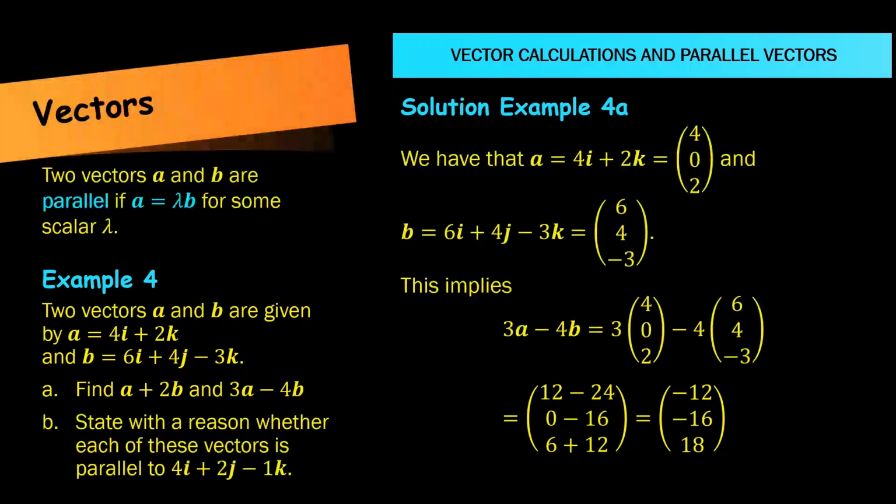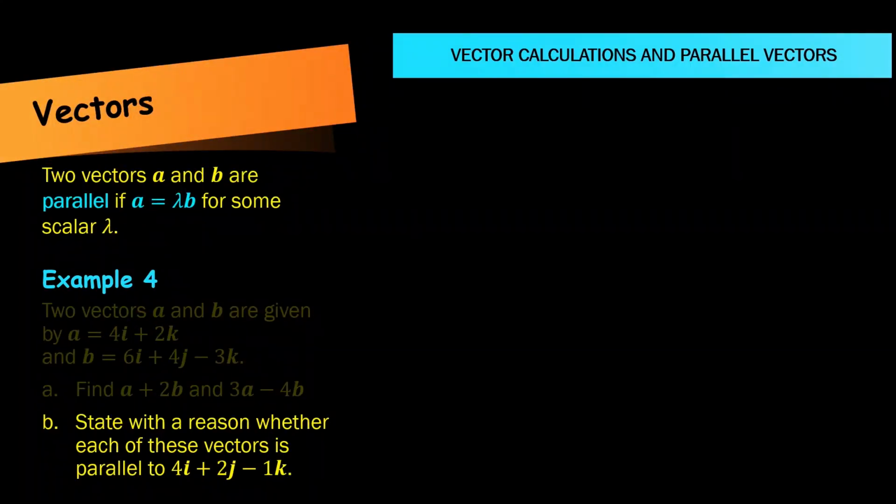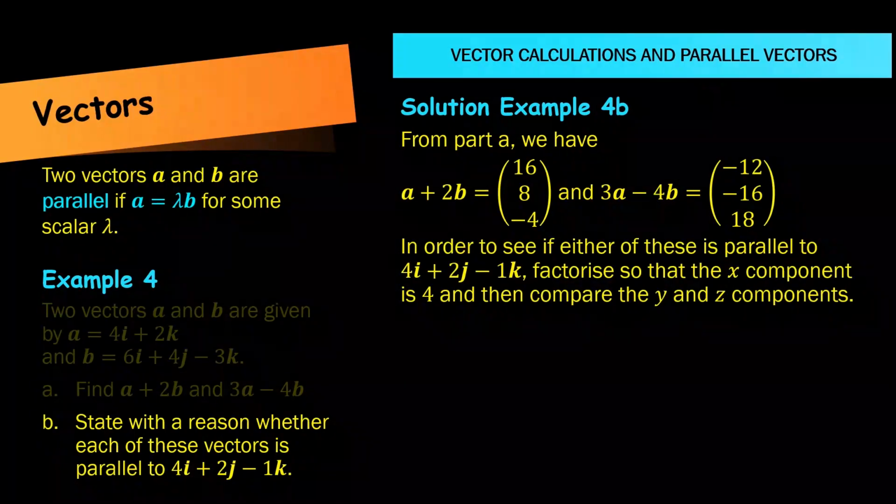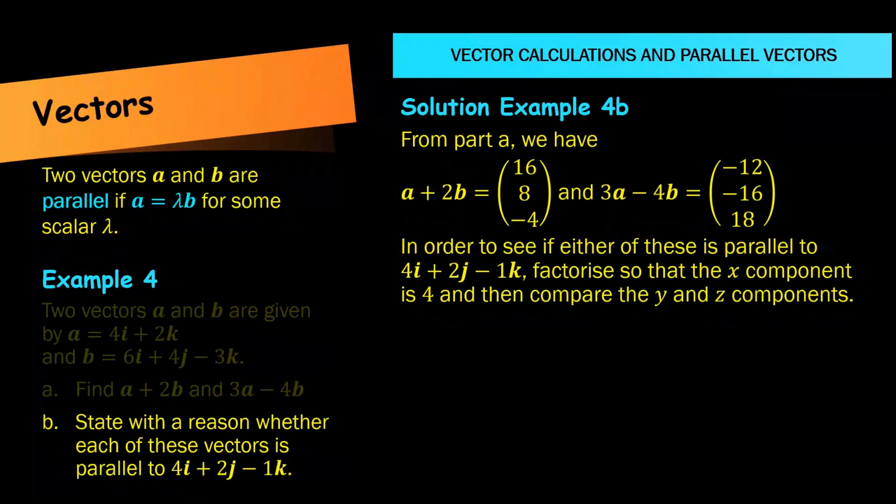Now let's have a go at part b. We are required to state with a reason whether each of the vectors in part a is parallel to 4i + 2j - 1k. So let's solve this. Here are the two vectors from part a. In order to see if either of these is parallel to 4i + 2j - 1k, factorize so that the x component is 4, and then compare the y and z components.